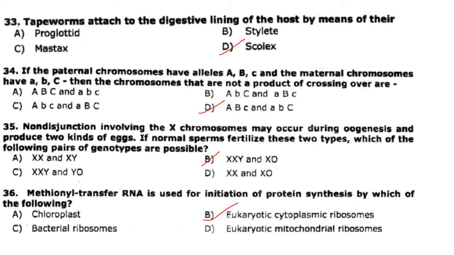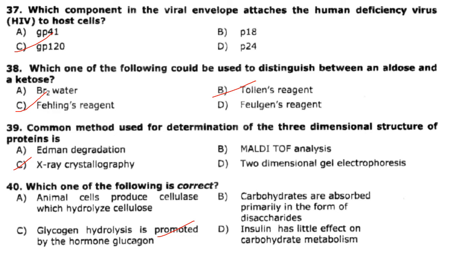Then next one. Methionine transfer RNA is used for initiation of protein synthesis by which of the following? So methionine transfer RNA is used for initiation of protein synthesis by eukaryotic cytoplasmic ribosome. Answer is option B. Then, which component in the viral envelope attaches the human immunodeficiency virus, that is HIV, to the host cell? So it is GP120 present in HIV that attaches to the host cell.